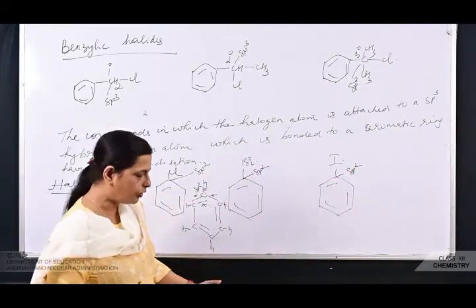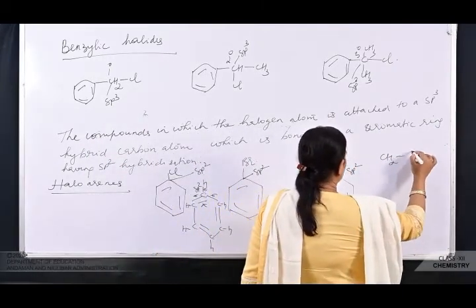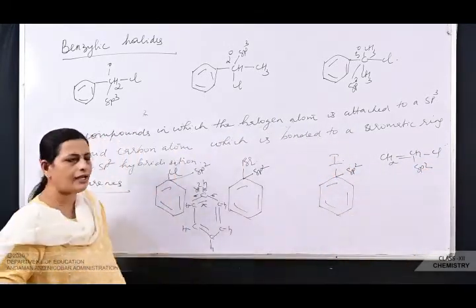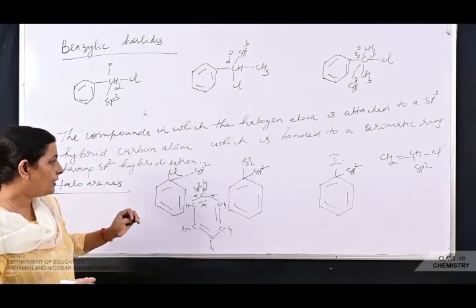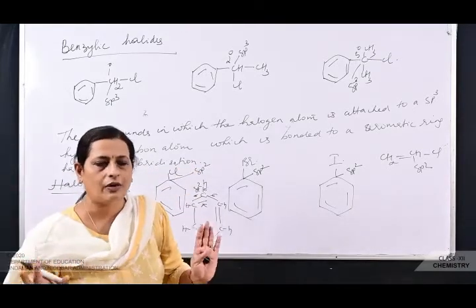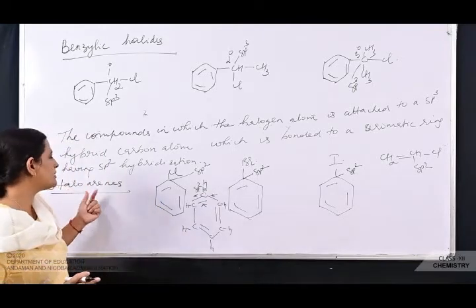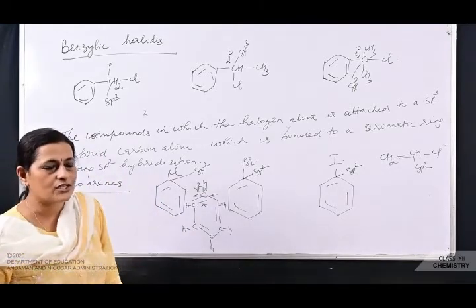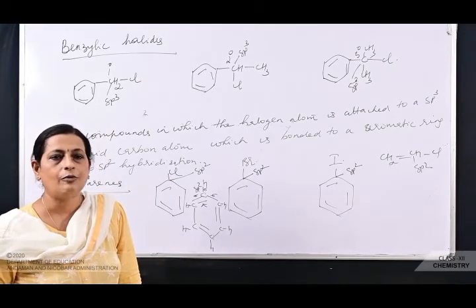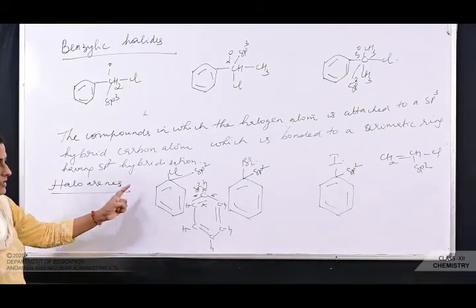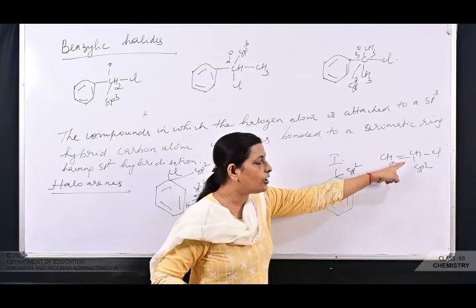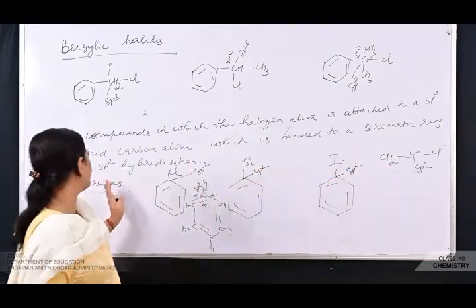In vinylic halides also, what did you study? The halogen is attached to a sp2 hybrid carbon. So can you call it a vinylic halide? We can't call it a vinylic halide. But in this case, it is attached to an sp2 hybrid carbon of what? An aromatic compound or aromatic ring. Such compounds are known as haloarenes. The compounds in which the halogen atom is attached to an sp2 hybrid carbon atom of an aromatic ring are known as haloarenes. There you don't have an aromatic ring. You have a carbon atom in sp2 hybrid state, which is bonded by what bond? Double bond. So is it clear what is a haloarene?